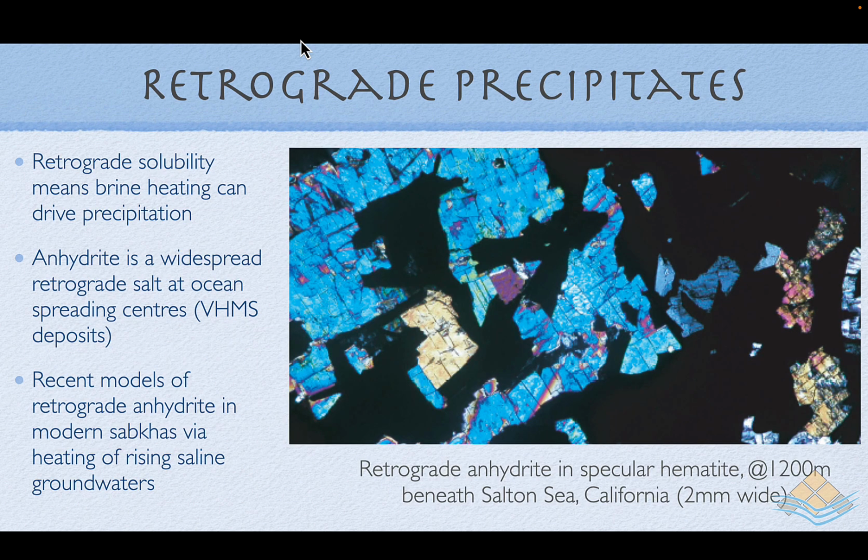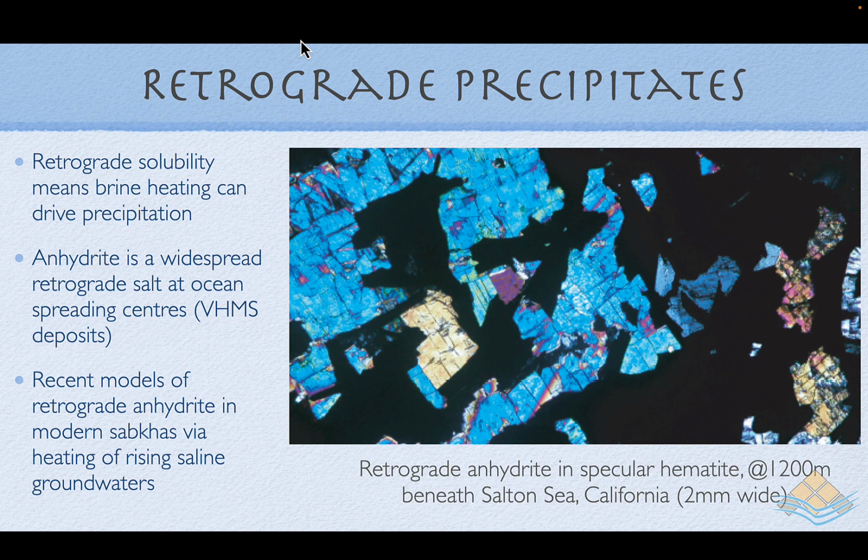Retrograde solubility means heating a brine drives the precipitation of anhydrite. Anhydrite is a very widespread but ephemeral retrograde salt at oceanic spreading centers, and it's intimately related to the formation of volcanogenically hosted massive sulfide deposits. We emphasize this much more in our metal courses.